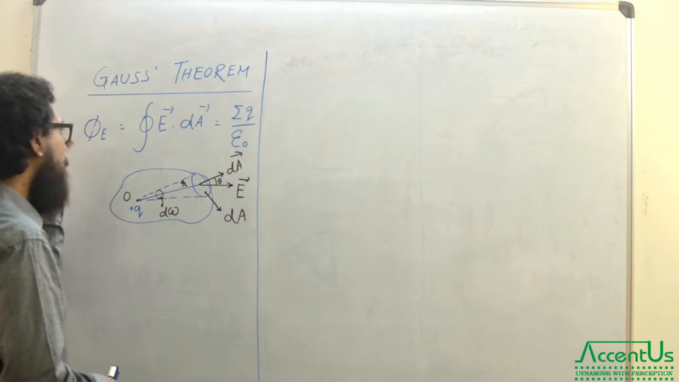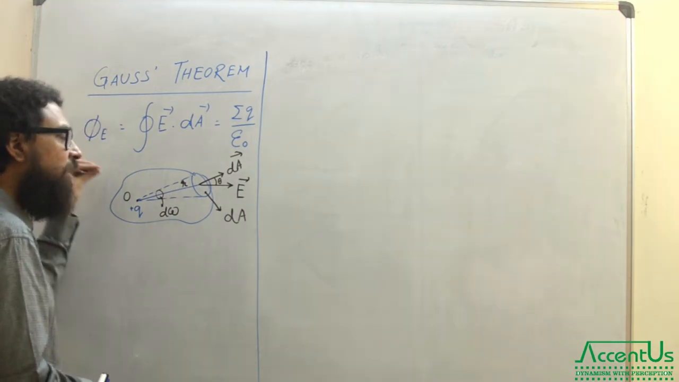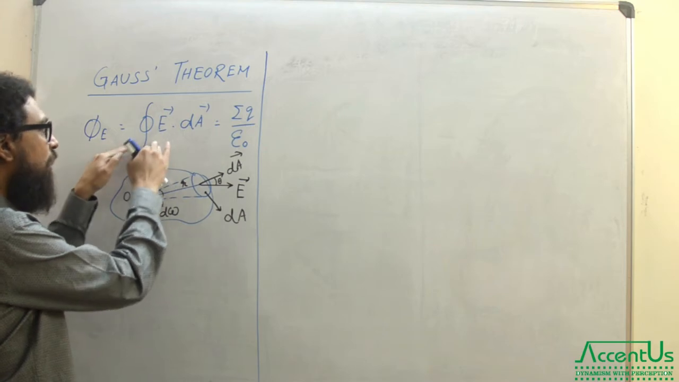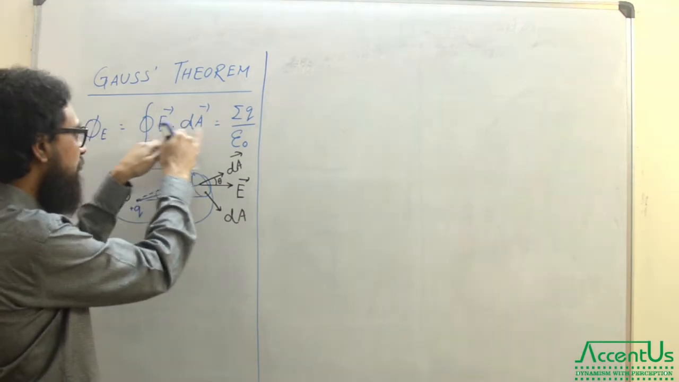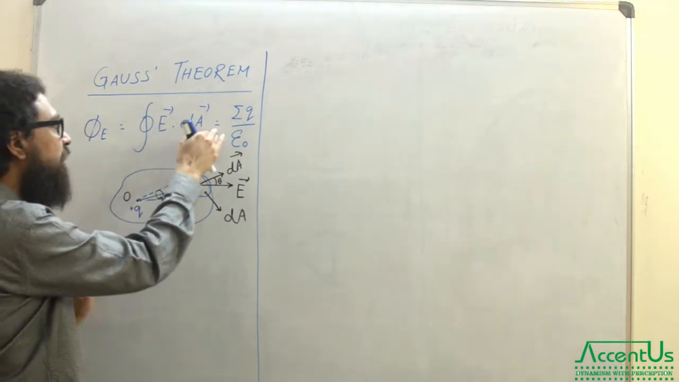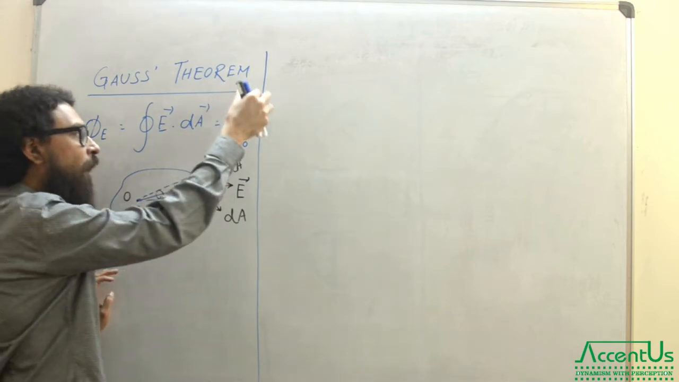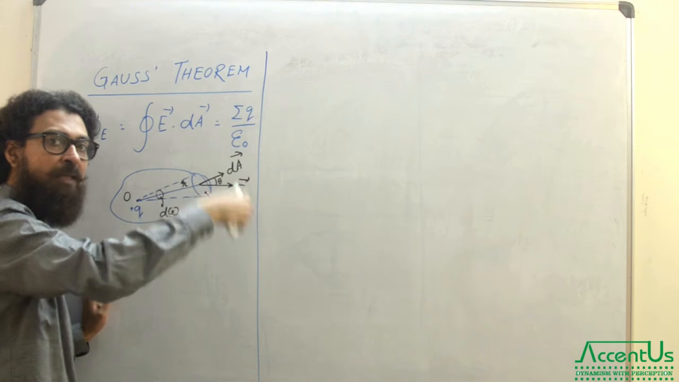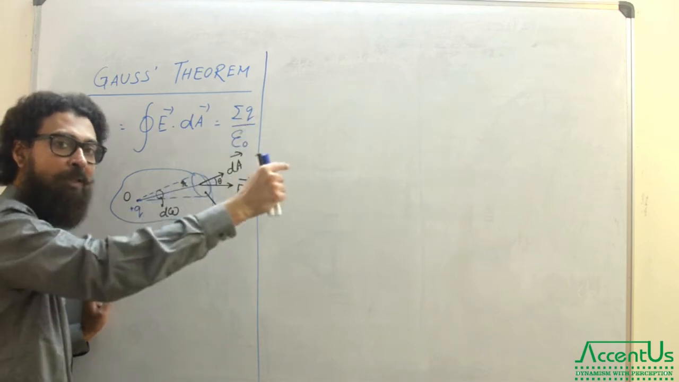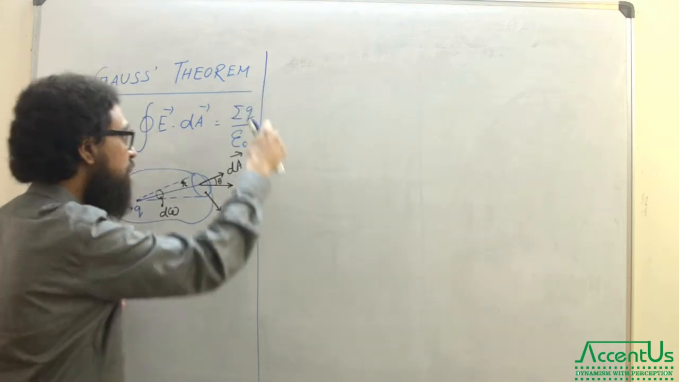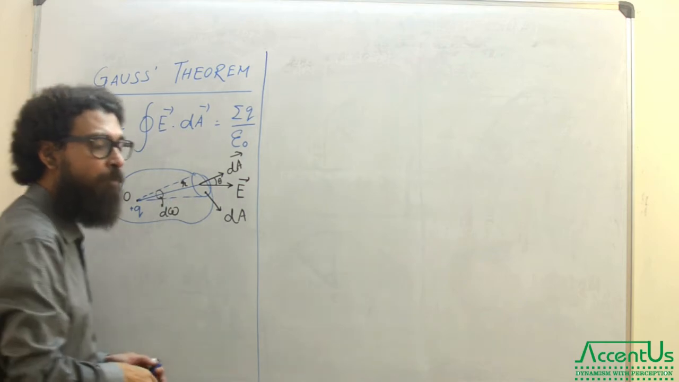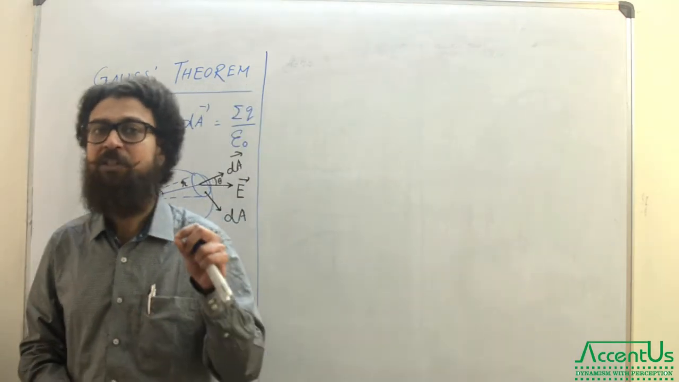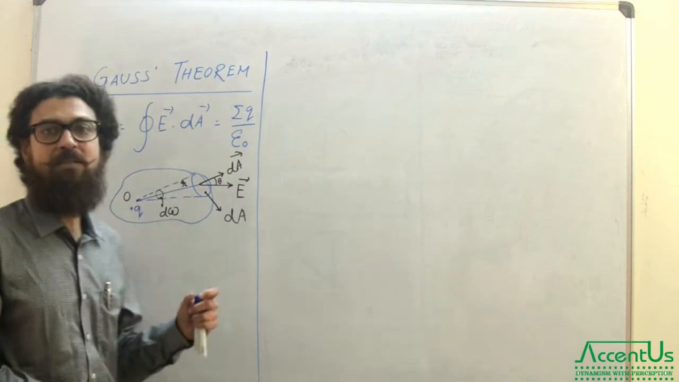Now it is telling that the total flux linked with a Gaussian surface is equal to the closed integral of the electric field and the area vector, the dot product, and that is further equal to 1 by epsilon naught times the total charge enclosed. This total charge, summation q, in most of the textbooks in India they don't mention summation q, they just mention q, but technically it is wrong.